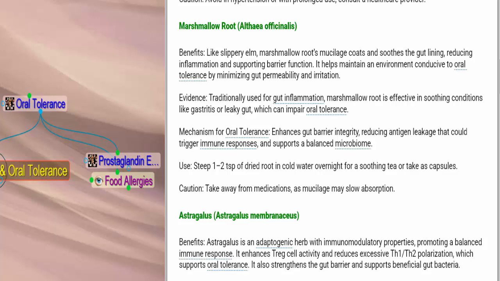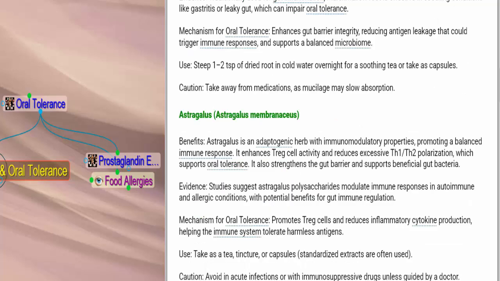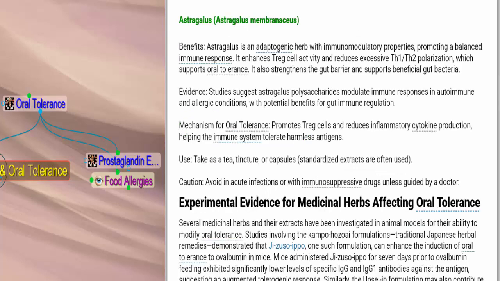Marshmallow, and this can be used instead of slippery elm. Like slippery elm, marshmallow root's mucilage coats and soothes the gut lining, reducing inflammation, supporting barrier function. It helps maintain an environment conducive to oral tolerance by minimizing gut permeability and irritation. It's been traditionally used for gut inflammation. It's effective at soothing conditions like gastritis or leaky gut, which can impair oral tolerance. It enhances gut barrier integrity, reducing antigen leakage that could trigger immune responses. And it supports a balanced microbiome.